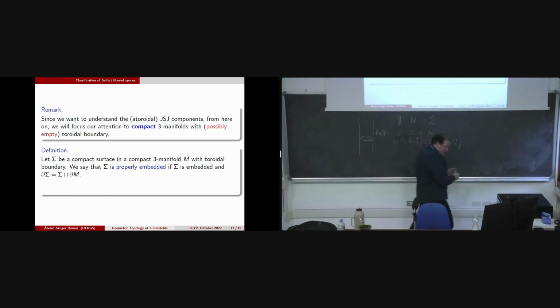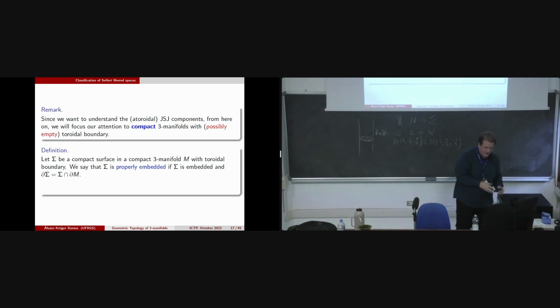Okay, don't lose too much energy on this definition. Sigma is properly embedded if it is embedded and the boundary of sigma is the intersection of sigma with the boundary of the manifold. So the interior of sigma cannot intersect the boundary of the manifold, and you cannot have the boundary of sigma in the interior of the manifold. Basically, that's the definition of being properly embedded when you are talking about compact objects.